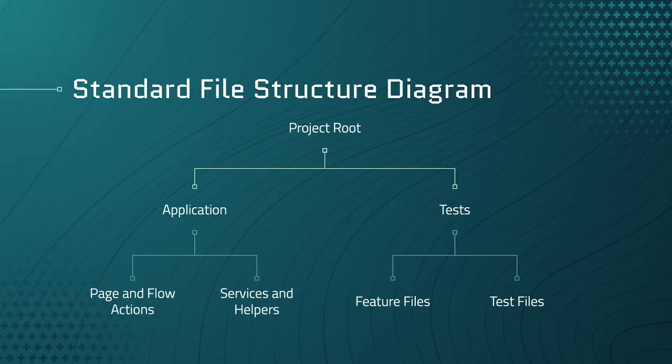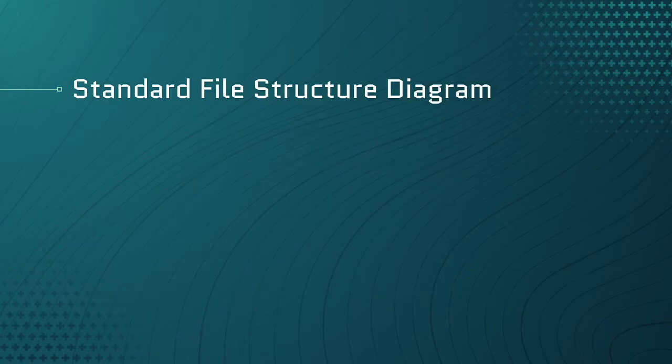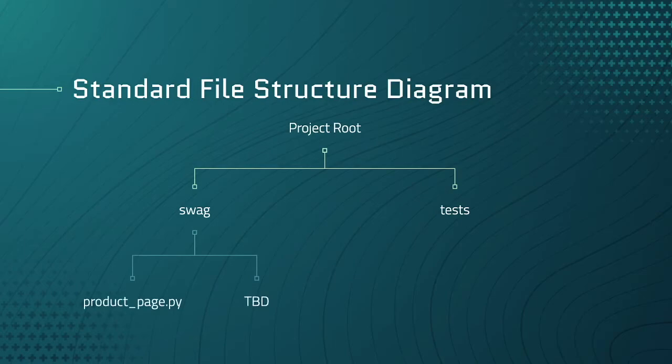Now, let's take the same diagram but replace it with the packages and files we have. The project root is the same, but our application is called Swag Labs. We'll just call it Swag for short, and then we'll have our tests package as well. Under Swag, we're going to have our actions. So one of them that we have is called productpage.py. We also have our actions.py as well. Right now, I don't have any services or helper modules in my code base. You might have something, so I just put a TBD for to be determined. You might have something, you might not.